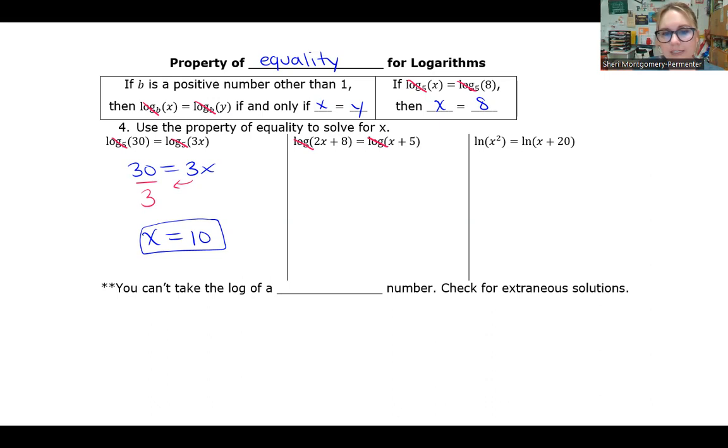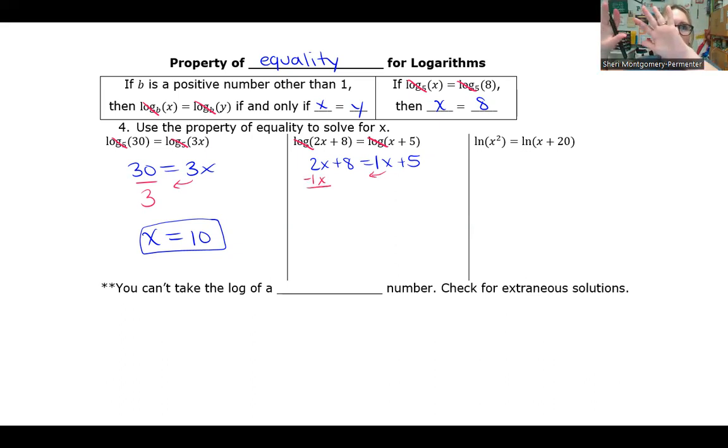So now I set all the stuff equal. 2x plus 8 is equal to x plus 5. All right, this is another situation where we have x's on both sides. Which one's bigger, 2 or 1? 2. So let's bring the 1 over because the bigger number's like a magnet. So we'll bring that over and subtract 1x.